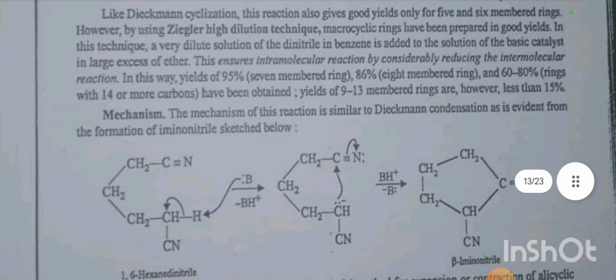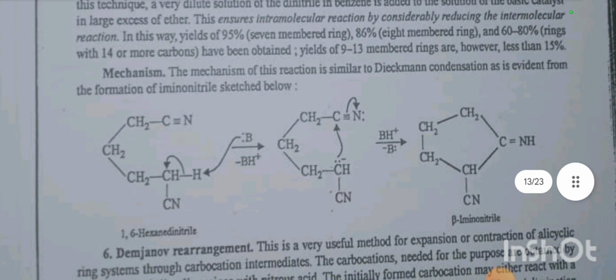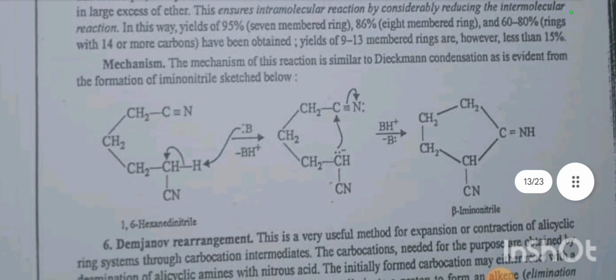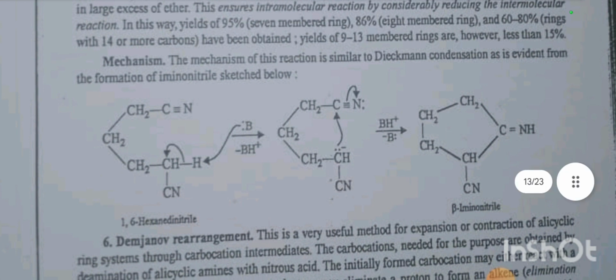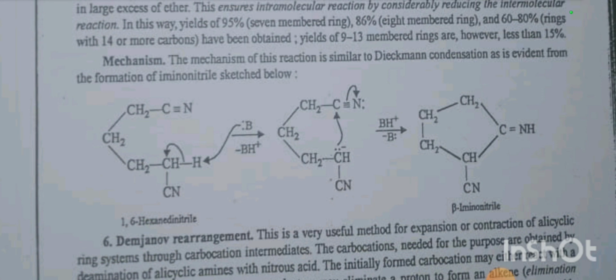However, by using the Ziegler high dilution technique, macrocyclic rings have been prepared in good yields. In this technique, a very dilute solution of the dinitrile in benzene is added to a solution of the basic catalyst in a large excess of ether. This ensures intramolecular reaction by considerably reducing the intermolecular reaction. In this way, yields of 95%, 86%, 60% and 80% have been obtained. Yields of 9-13 membered rings are, however, less than 15%.